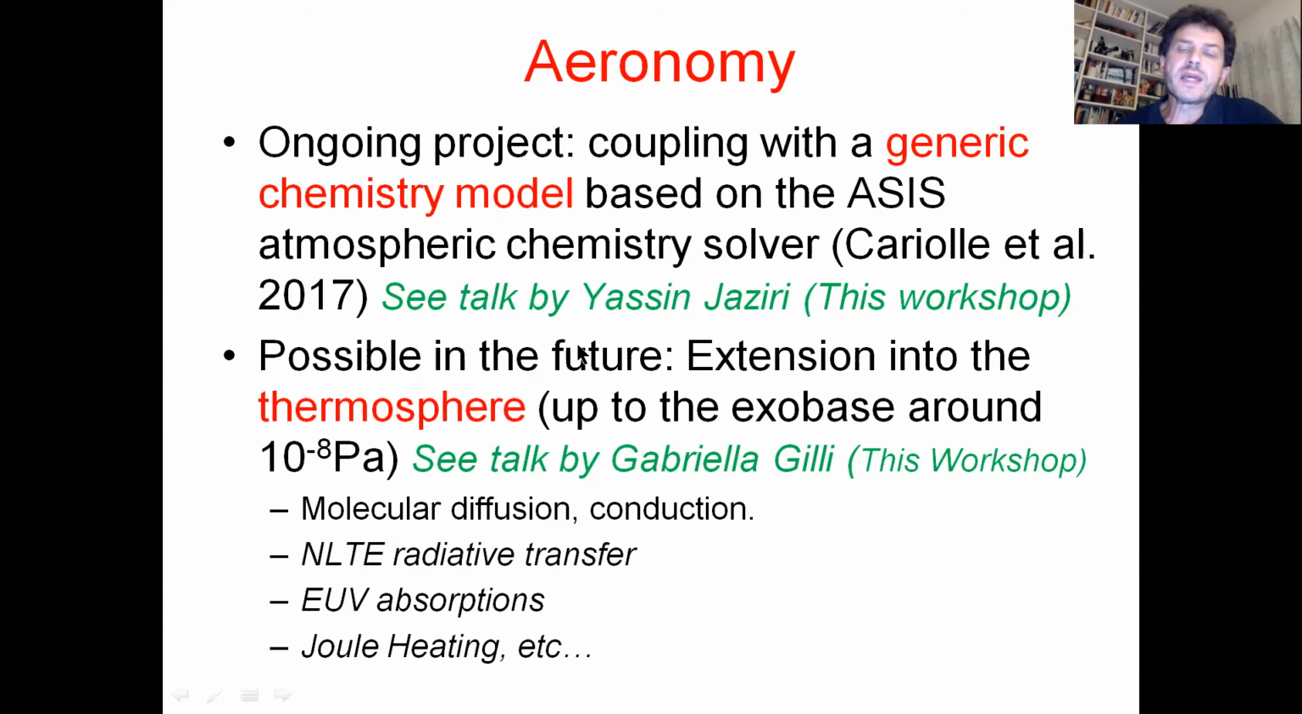In the future, we could easily extend our GCM into the thermosphere. I'm saying that because we've done it for Mars, Pluto, and Venus. For that, you need to add some physical processes: molecular diffusion, conduction, and viscosity. That's easy. Non-LTE radiative transfer, that's challenging. Extreme UV absorption, Joule heating, stuff like that. And Gabriela Gilli is touching this point in her talk during this workshop.